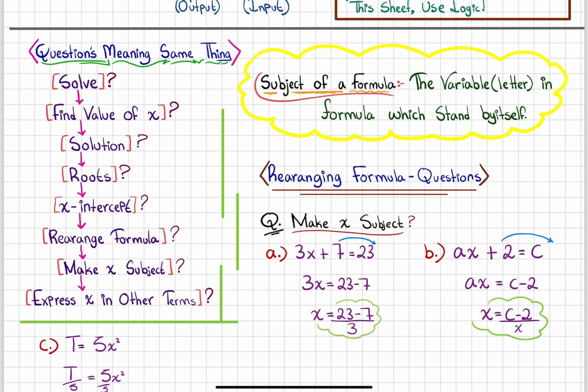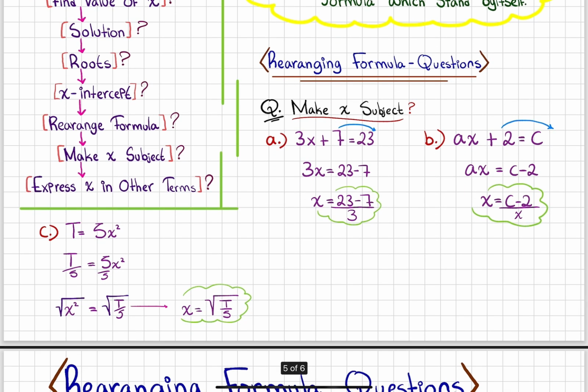Rearranging the formula questions. These are some easy questions we're going to go through just to understand how to make the variable the subject. Make x a subject here. We're looking at example A, because I don't have my pencil right now, so we're just doing this by screen recording. Example A: 3x plus 7 is equal to 23. Make x a subject. Move 7 to the other side, subtract 7 from both sides. 3x is equal to 23 minus 7.